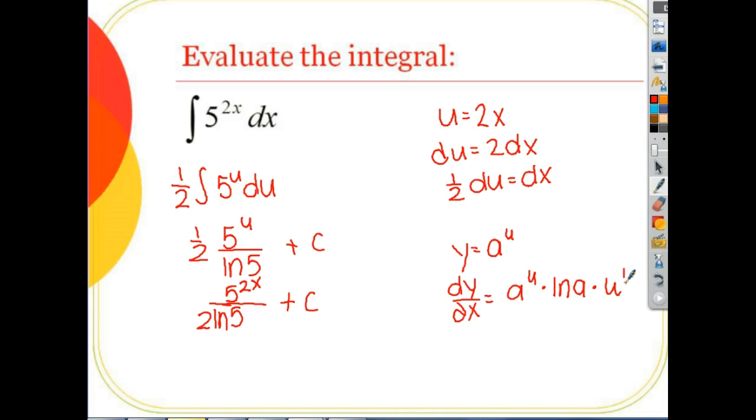So what we did was we said, okay, let's work backwards. I don't have any of this in that problem right now. So my u is the 2x. My u prime would be 2. So here's the 1 over 2 to get rid of that to give you this. The natural log of 5 would eliminate this. So we just worked it backwards. We said, okay, if this is what the derivative should look like, this is missing that, so that needs to be in my antiderivative.